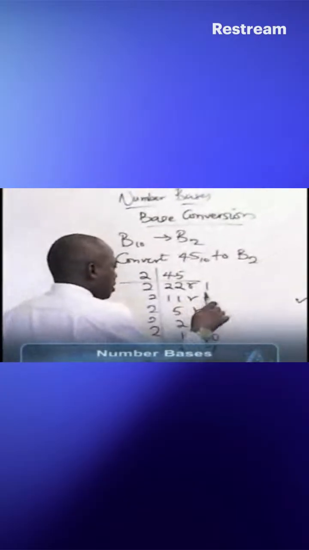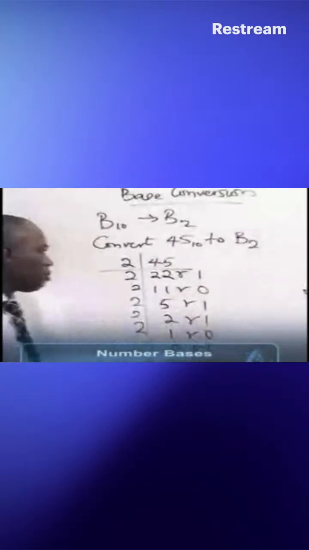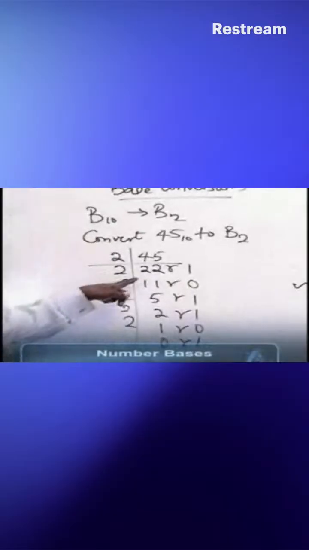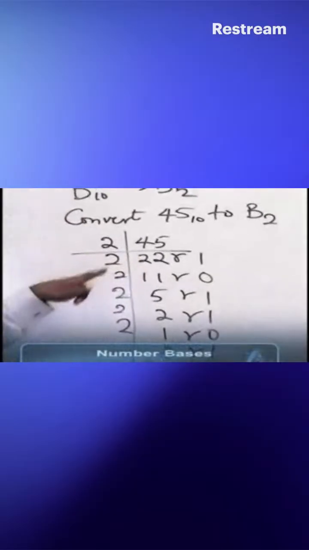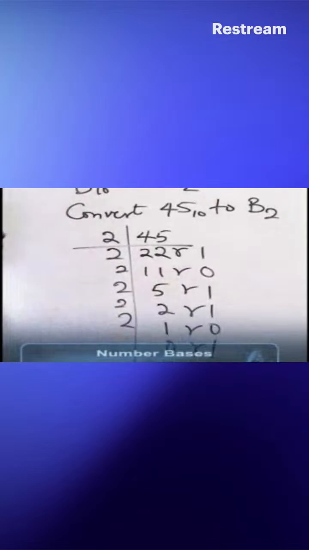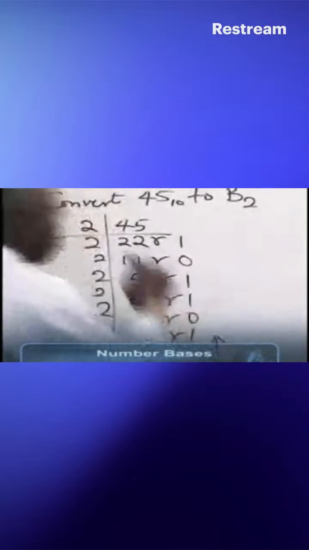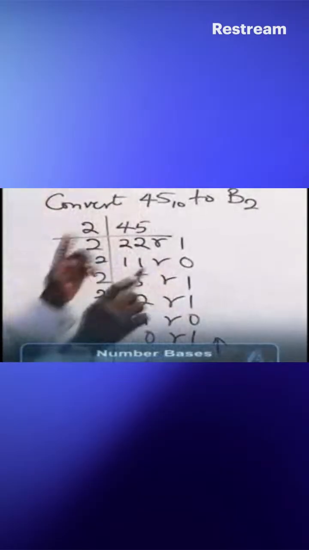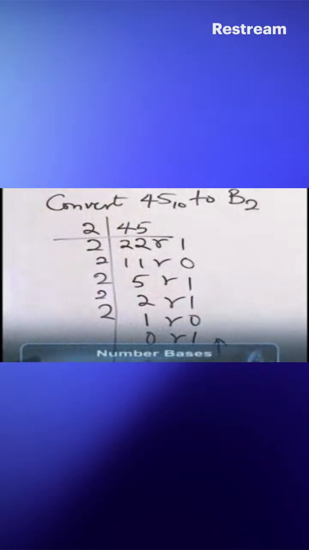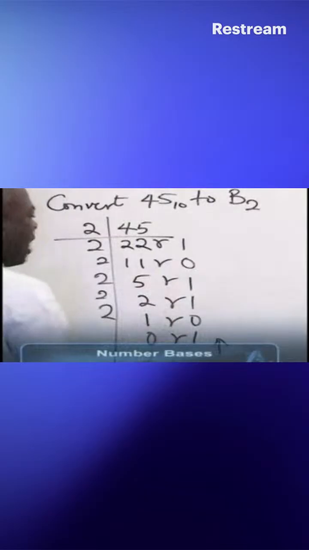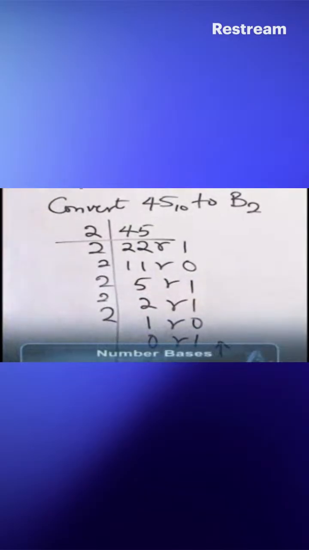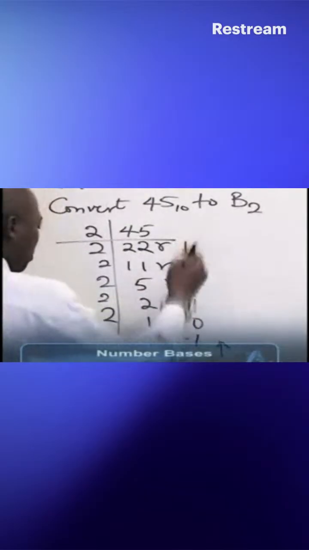Sorry, this is 0. There is no remainder when you divide 22 by 2. It's 11, remainder 0. One thing that will help you as you convert base 10 to base 2 is you must understand that you always read your answer from bottom upwards.